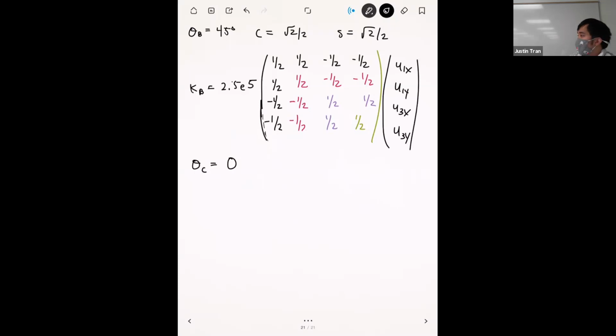All right. So that's element B. Okay. Element C, we have an angle of 0 here. And so cosine of 0 is 1, and sine of 0 is 0. Okay. And so here we have kind of another nice case as well.